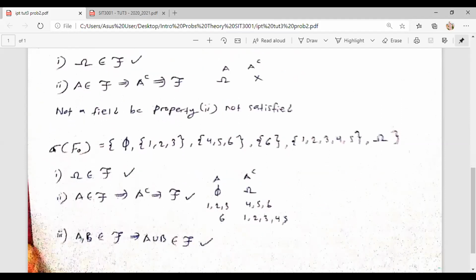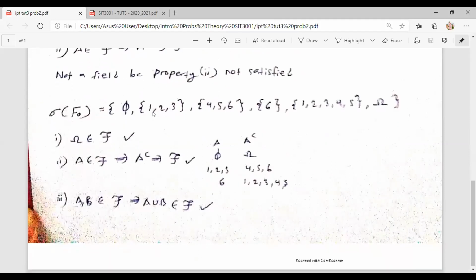So we do a sigma field here. We add the empty set and {1, 3, 4, 5}. Then we fulfill the second condition, which is if A is in F, then A complement is in F. And the third condition is also fulfilled. So it is a sigma field.